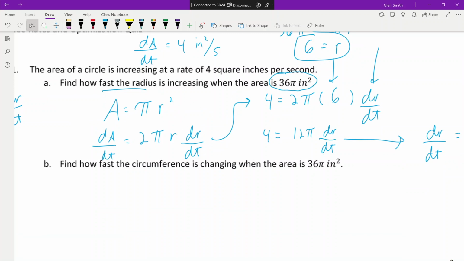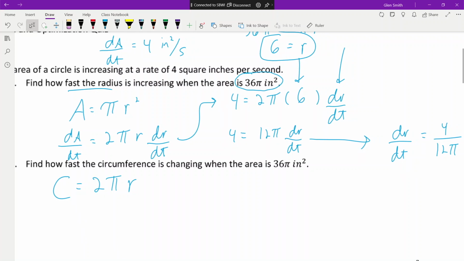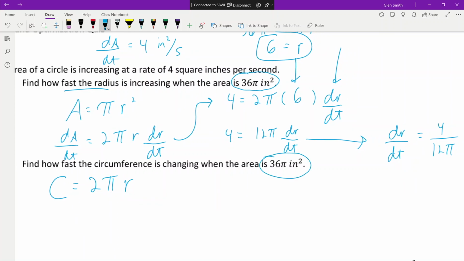B says, how fast is the circumference changing? Well, the circumference formula for a circle is just 2 pi r. And if I asked this question first, this would be a problem because we didn't know what dr/dt was. But now we do know what dr/dt is. We already found it because it says at the same exact moment when the area is 36 pi inches squared. So dC/dt is just 2 pi dr/dt.